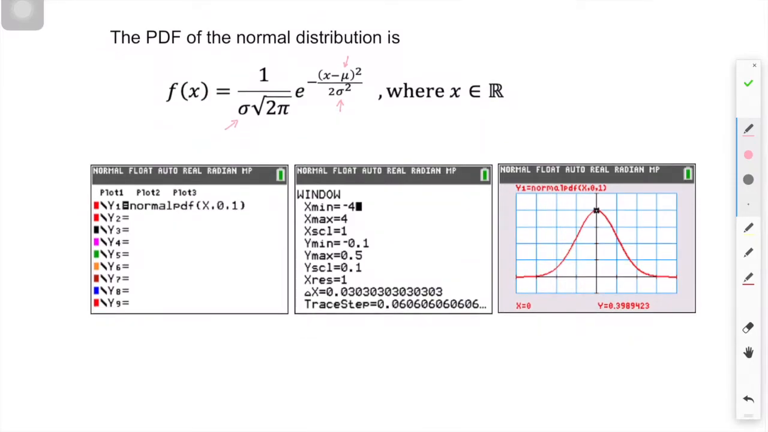You have also learned in the last lesson how to use your calculator to calculate probability under the curve for regions that are either less than an x value, greater than an x value, or between two x values. You can also find, using inverse normal, the z-score of a standard normal distribution.